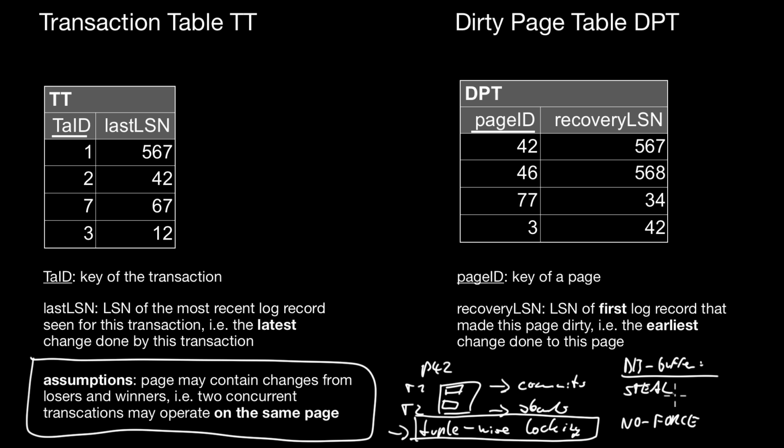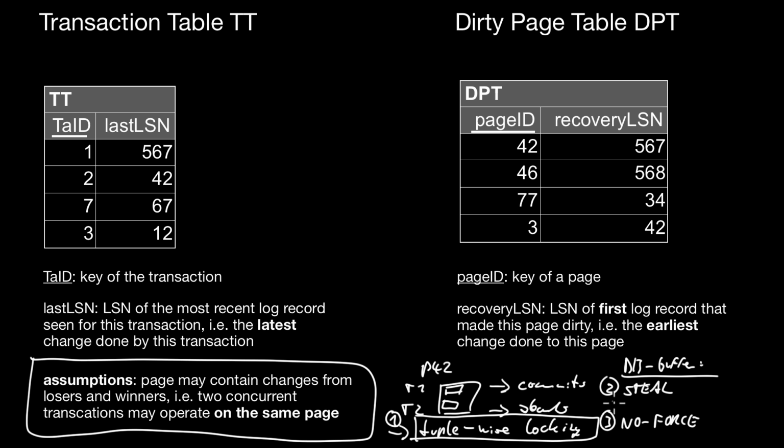And the other thing is no force. No force means when you write something to a page in a database buffer, you do not have to necessarily write it back to the underlying disk. Whenever you change something in a database page that sits in the database buffer, you do not have to immediately write it back to the disk as well. That can happen at a later point in time. So all of these three things are used in the algorithm: tuple-wise locking, steal, and no force.